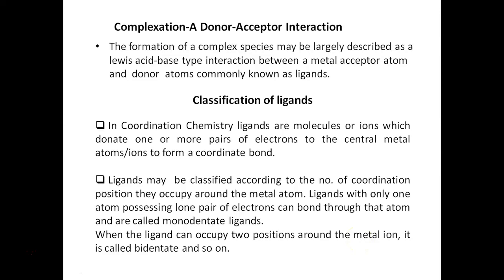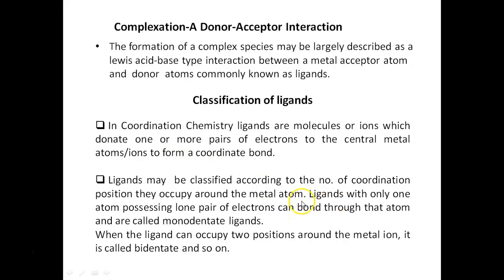Here we consider the complexation process. It is a donor-acceptor interaction where the metal behaves as an acceptor and the ligands behave as donors. Now the ligands and their classifications. In coordination chemistry, ligands are molecules or ions which donate one or more pairs of electrons to the central metal atoms or ions to form the coordinate bond. These ligands may be classified according to the number of coordination positions they occupy.